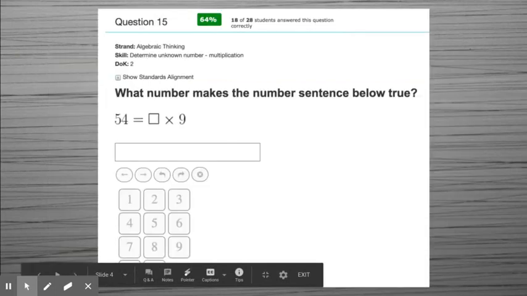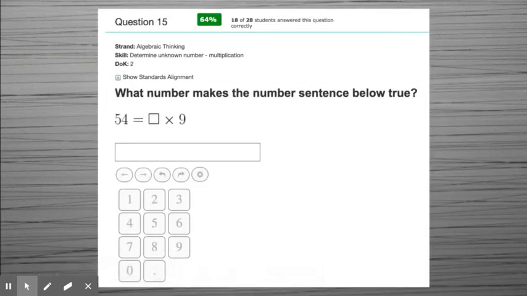Okay, so another question that we have on the evaluate, slightly fewer students did as well on this. And so we need to find the number that makes this number sentence true. Now, one of the things that I always like to say is I always want to have a problem where my missing number is going to be the one that is after the equal sign.